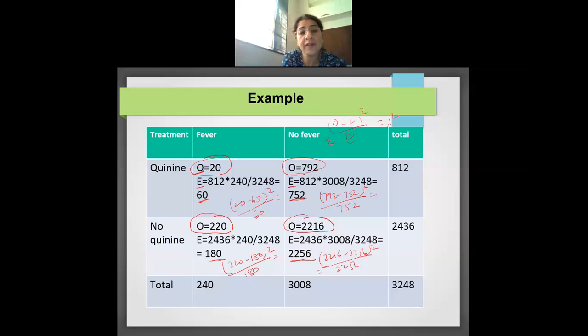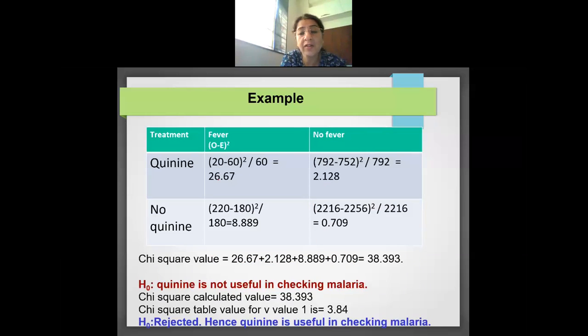So this is done here. These values have to be summed up, this and this. You will get 38.393, and the given table value is 3.84 only. So what is the conclusion? Your calculated value is greater than the given table value. So it means you are outside your critical value, and your null hypothesis has to be rejected.